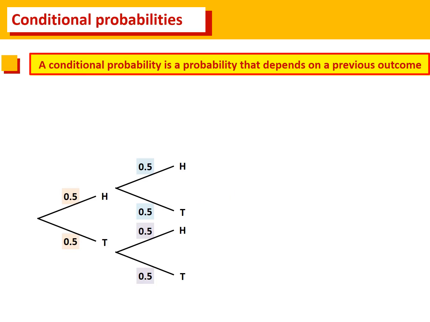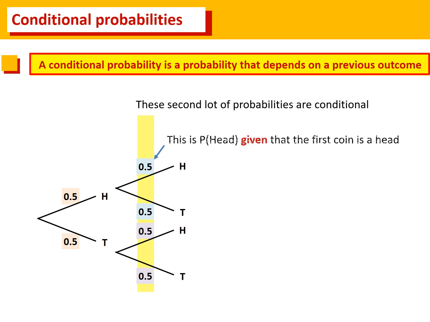Whenever we see a tree diagram, such as the one on the screen, which is for flicking two coins, this would be the first coin, and then these are the outcomes following on from a head with the first coin, and these are the outcomes which follow obtaining a tail with the first coin. When we see a tree diagram like this, those probabilities highlighted there are called conditional probabilities. This probability of 0.5 is on condition that the first coin you flicked was a head.